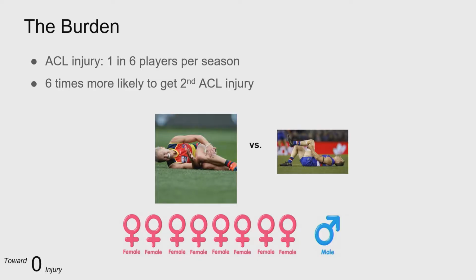If you look at the second ACL injury, athletes would be 6 times more likely to get injured compared to the first one. And female athletes are up to 8 times more likely than their male counterparts. When you ask people what they think about ACL injury, they say it's part of the game. But is it part of the game?